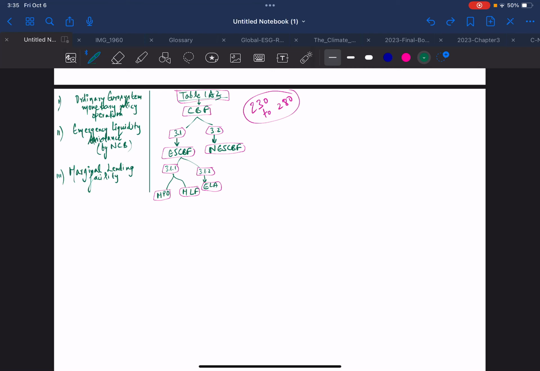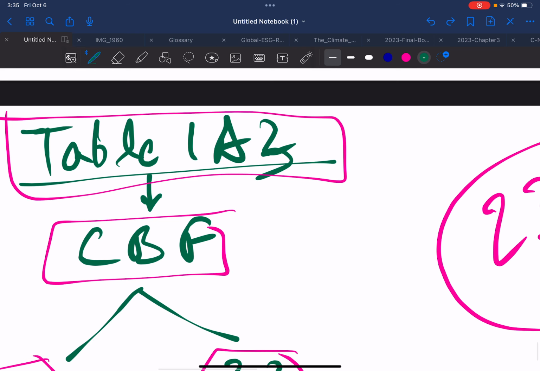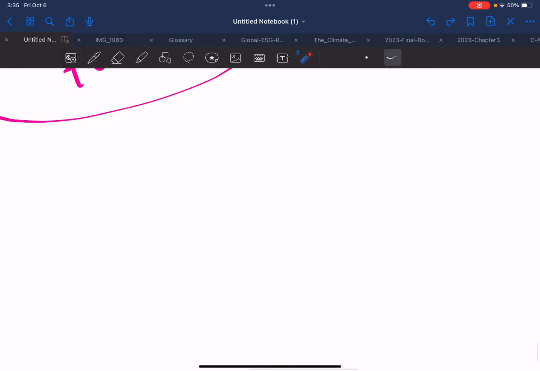In this video, we are going to talk about Table 1A3 of Section 1 of the JLT report. JLT is Joint Liquidity Template.